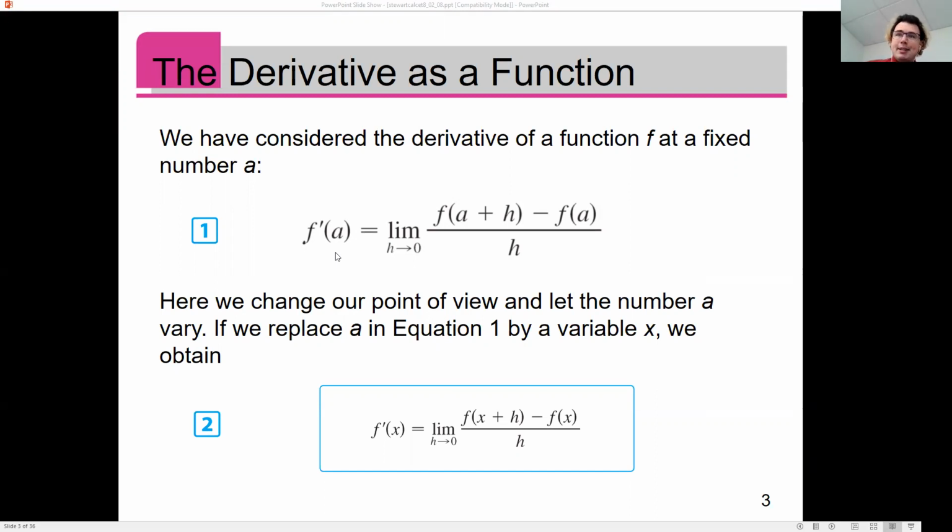For that reason, I'm going to take my derivative, which I am writing as f prime of a. I'm going to say that that's just defining a new function. We'll call it f prime of x. So whatever my original function is, f of x, if its derivative exists, if this limit exists, then its derivative is going to be some other function.